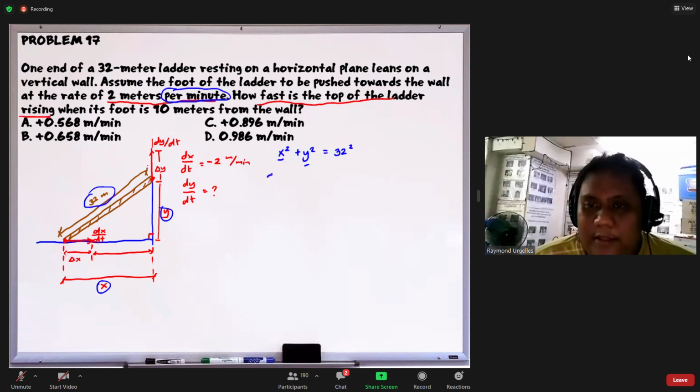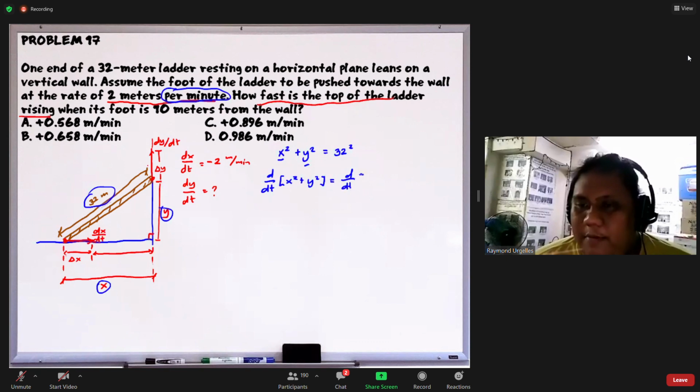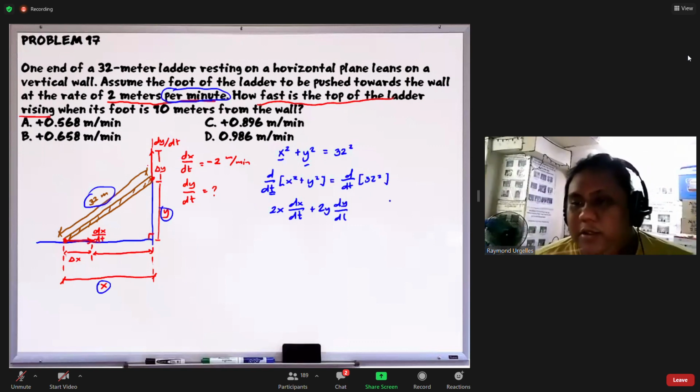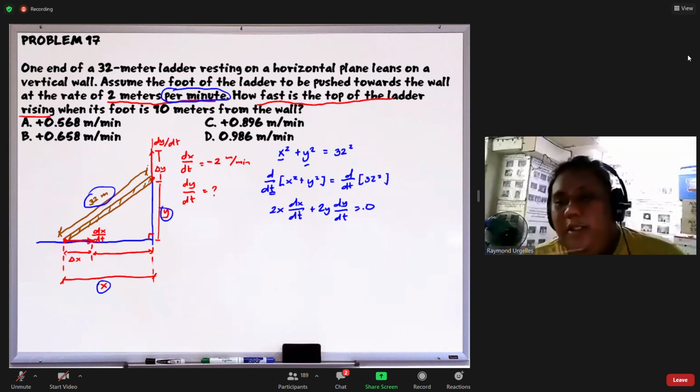So next step natin is to get the derivative with respect to time. Okay, so this is x squared plus y squared is equal to the derivative with respect to time of 32 squared. So this will be 2x. Remember, with respect to time, pero x yung variable natin, so therefore we need to multiply this by dx/dt. Same dun sa y, so we need to multiply this by dy/dt. And as you can see here, derivative ng constant ay 0, so this will be 0.